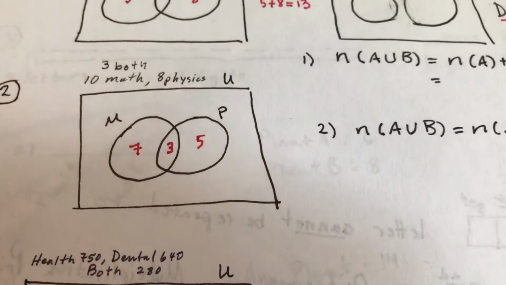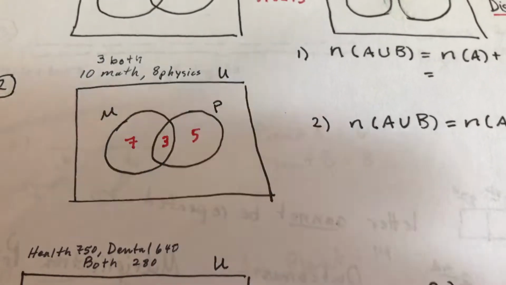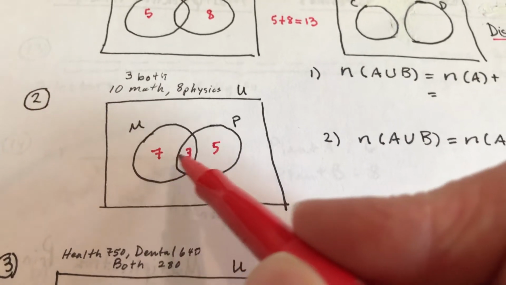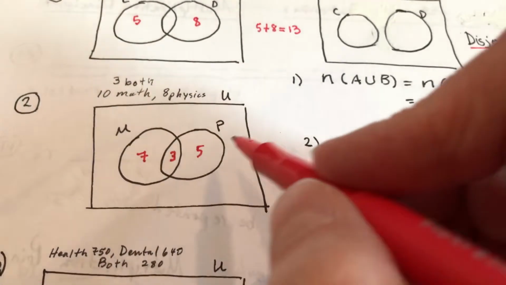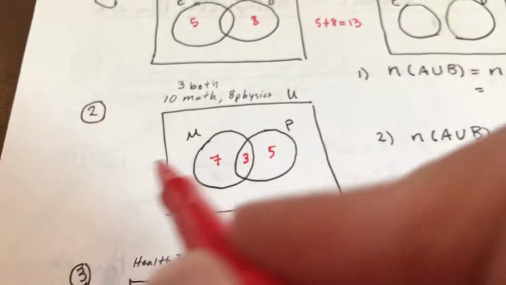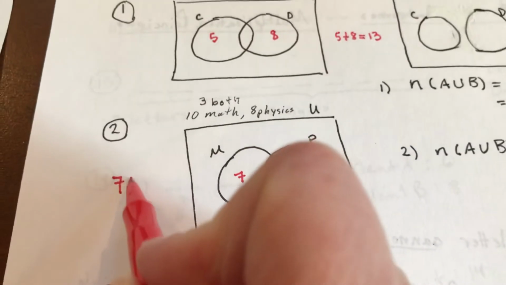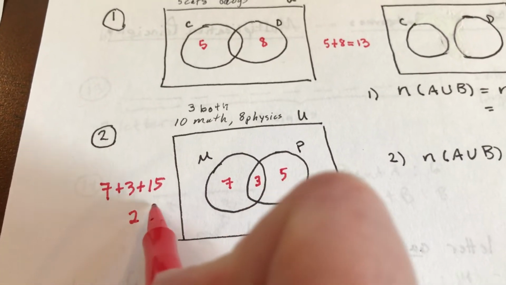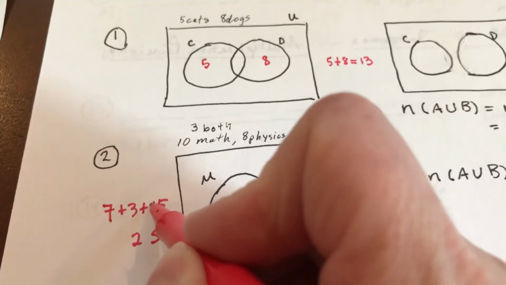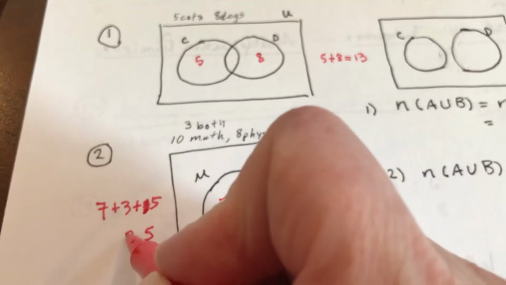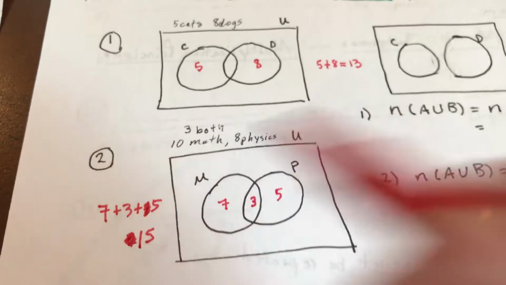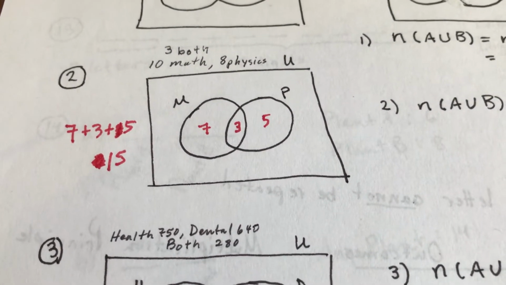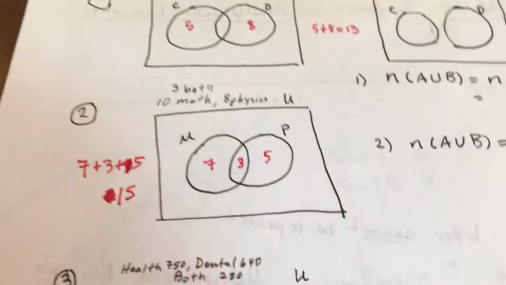And since this is only math and physics in our set, there's nothing outside of that set. And let's see how many we have. 7 plus 3 plus 5 will give us the number. Whoops, let's try that again. We get 15. 7 plus 3 plus 5 is 15. So the answer is 15.